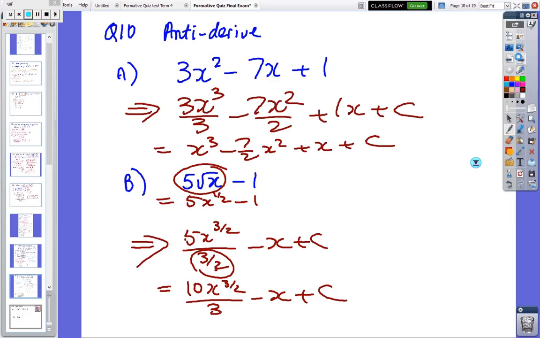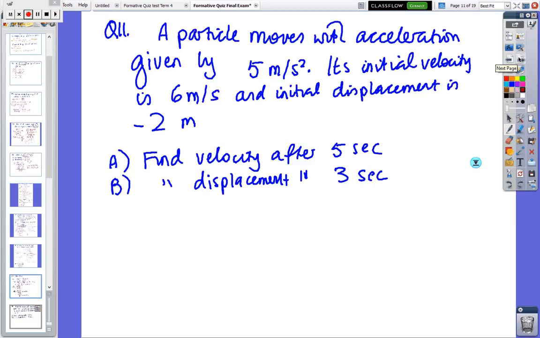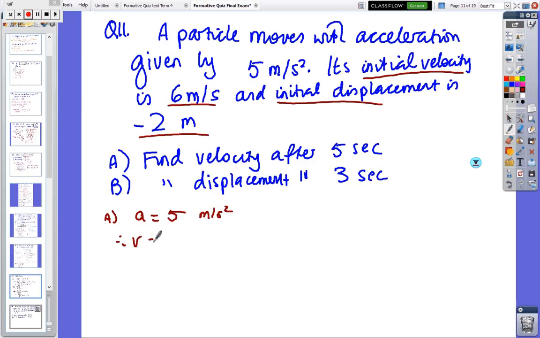Okay, so this next one is what we're finishing, application. So a particle moves, blah, blah, blah, 5 meters. You get some information about initial velocity and initial displacement, which will help us find the values of c. When you're ready, have a go. Okay, we're back. So a equals 5 meters per second squared. So v equals 5t plus c.